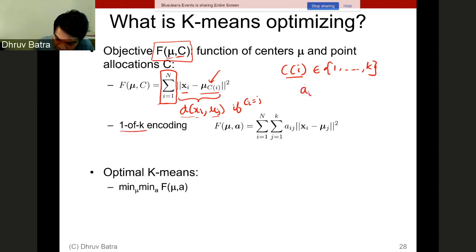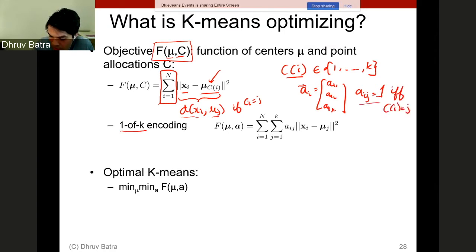So I can write down a_i as a vector, and I can say that this consists of a_i1, a_i2, all the way till a_ik. And I can say a_ij is 1 if and only if c_i is equal to j. So a_ij is 1 if the ith data point is assigned to the jth cluster, which means I put a 1 somewhere and I put zeros everywhere else. And then I've just basically written that same objective in terms of a_ijs. These are indicator values, and these are the distances.